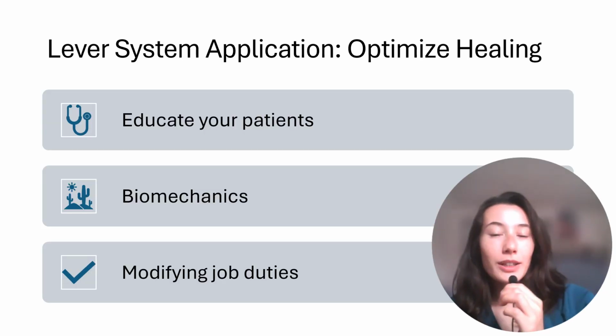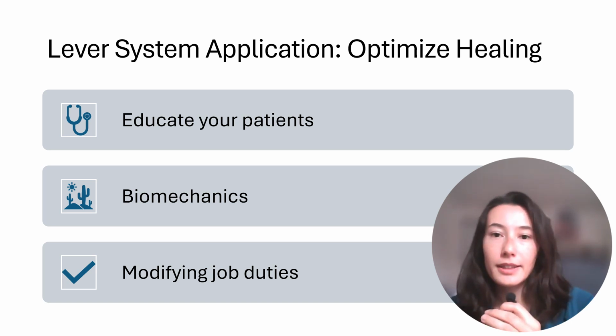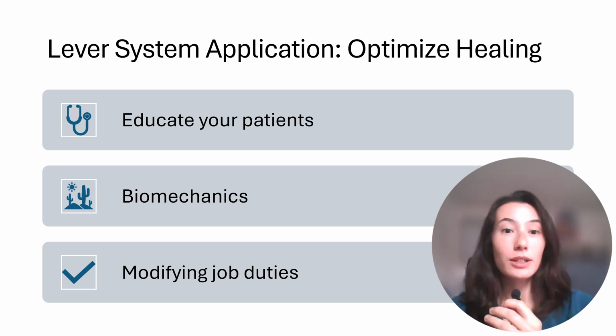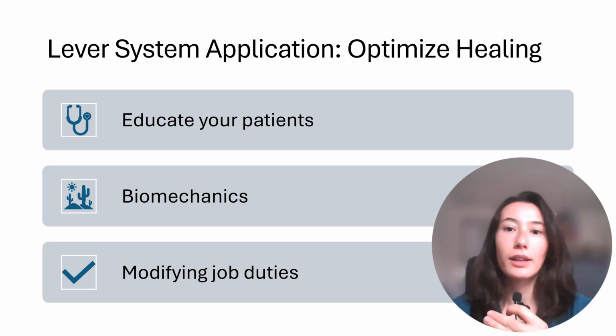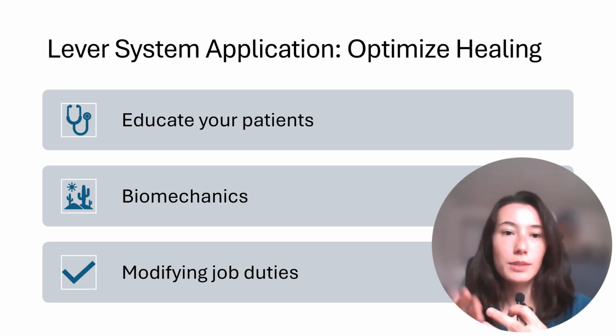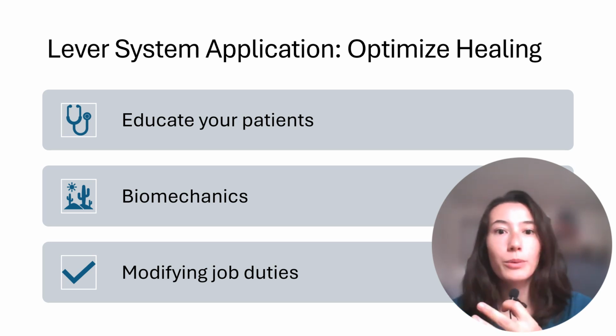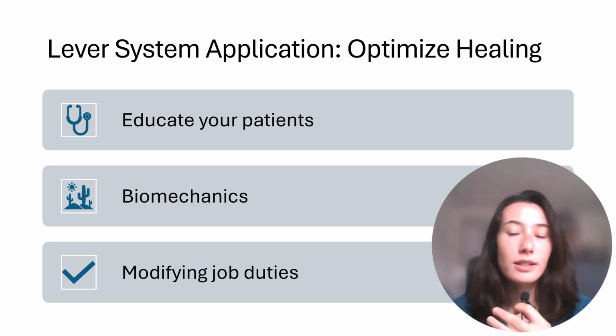Now that we know a little bit more about the lever system and the different types, let's talk about application. So I'm going to give you an example that should encompass all of these bullet points. So just imagine that your patient is coming to you for right shoulder pain due to a work-related injury. So this person's job duties, they require heavy manual labor, picking up boxes, packages, etc.